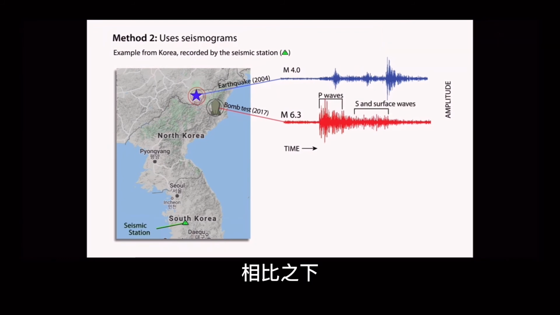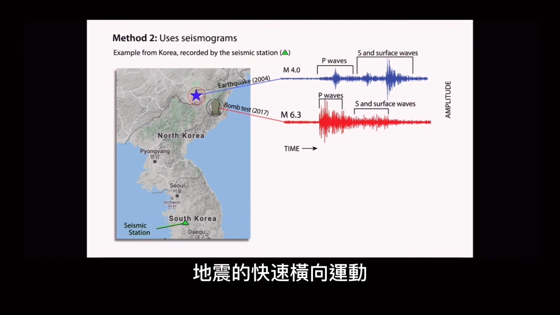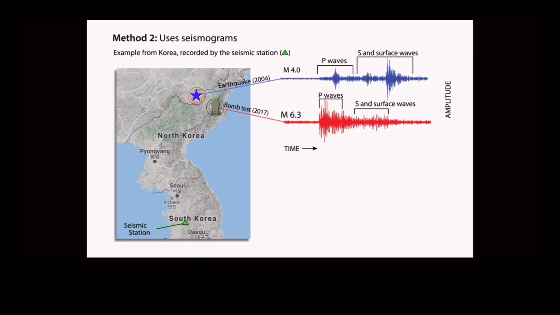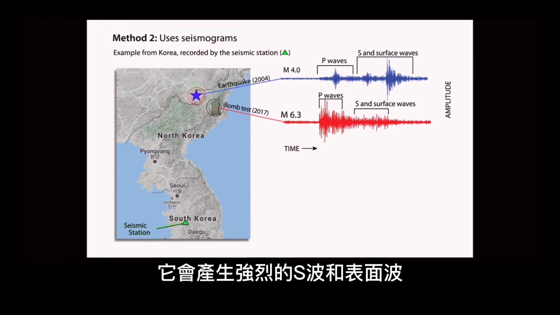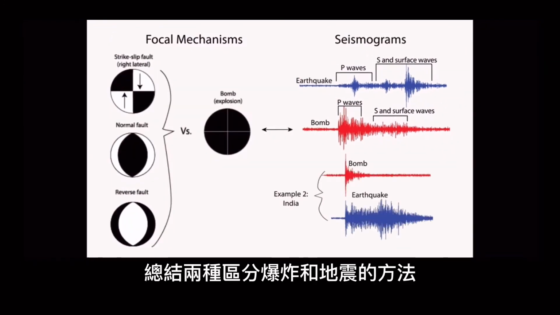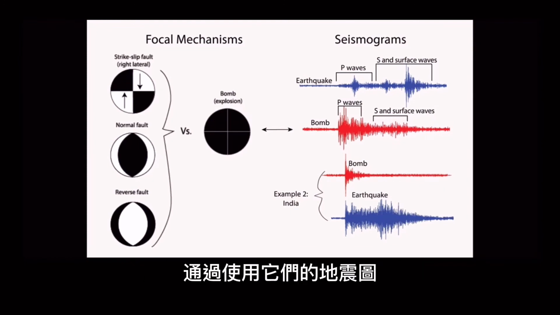In contrast, the rapid sideways motion of an earthquake typically produces weak P waves, and because of that shearing motion, it generates strong S waves and surface waves that are of higher amplitude and slower, thus they show up later. In summary, the two principal methods to discriminate between an explosion and an earthquake are by using their seismograms and by their focal mechanism.